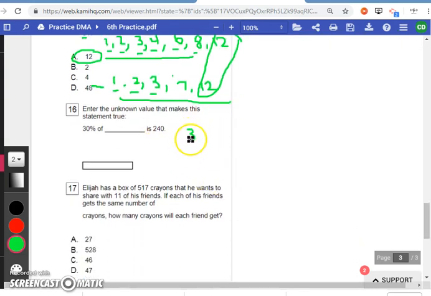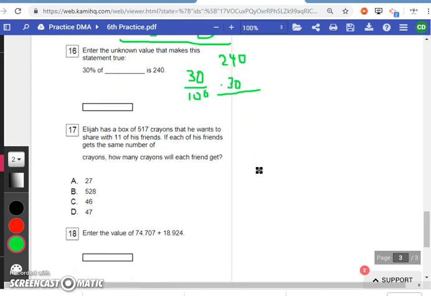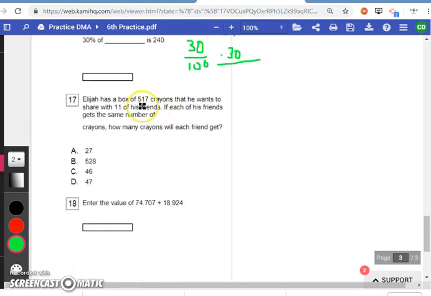30%. Remember, 30%. When you think of percent, think of out of 100. And so 30 out of 100 is 0.30. You would multiply that by 240, and that's going to tell you what 30% of 240 is. I'm running out of time. I've got 30 seconds left with you.